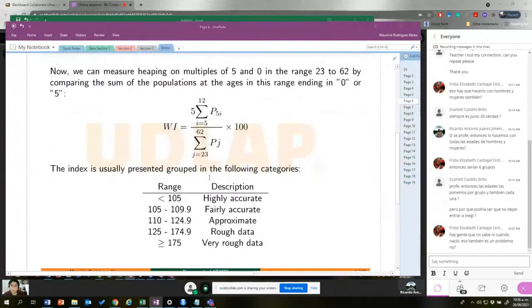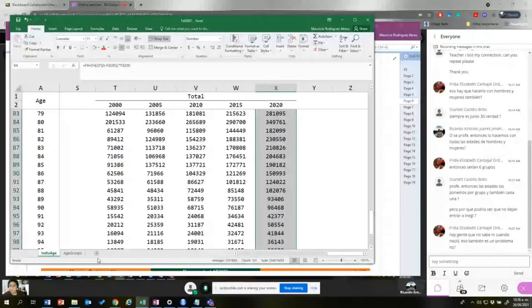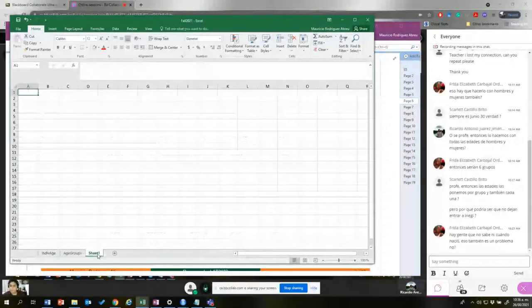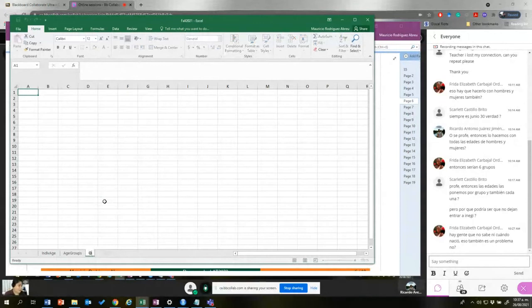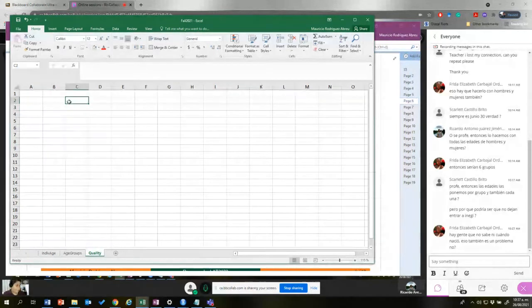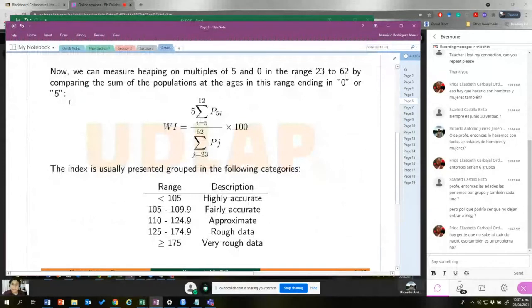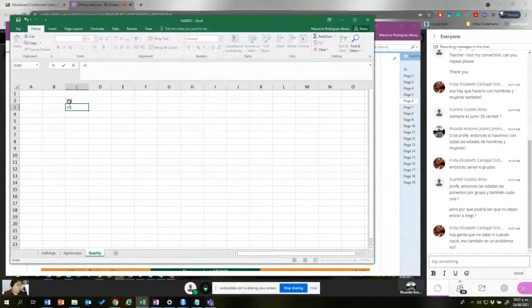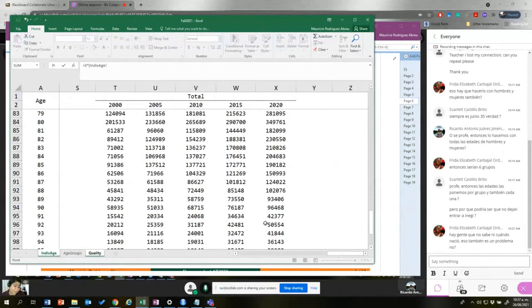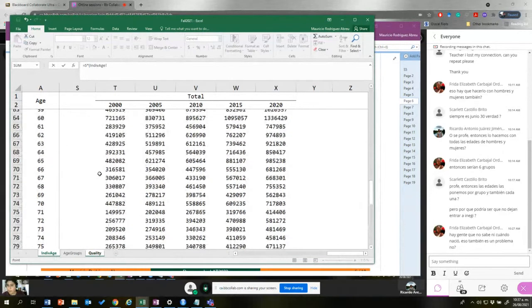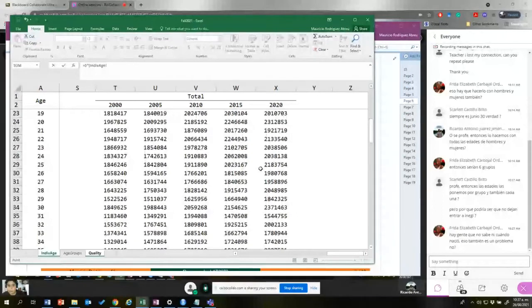So according to this formula, you go back here. I'm just gonna create my new rename. I'm just gonna call it quality. Okay. So repulse index. So what do I need? 5 times population 25, 30, 35. Okay. So I'm just gonna go 5 times population, and for this reason I need my individual ages. I'm gonna do it for all years. It is not really that complicated.